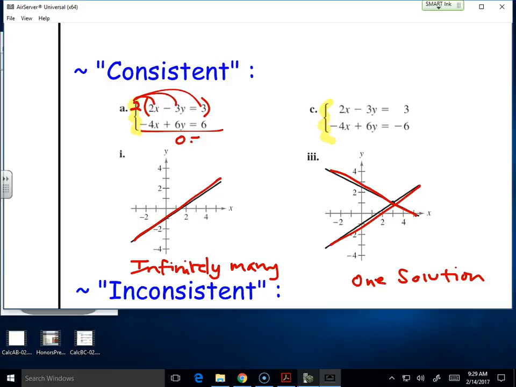Everybody's going to cancel. I'm doing it fast, but everybody's going to cancel, and you're going to get a true statement. The x is gone, which shows you it's not just one solution. It's not even finitely many solutions. But since it's true, we say, oh, this is one of those overlapping ones. Okay, infinitely many.